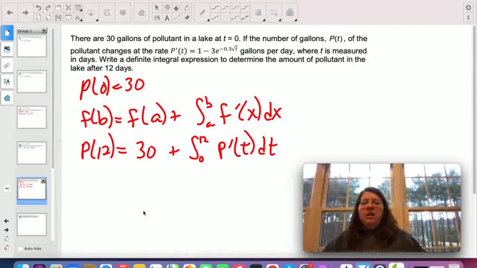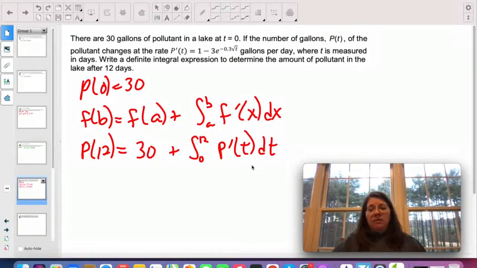And one thing you need to know about the AP test is if they just ask you to express something like this, they are not going to require you to rewrite this part of the function. They are perfectly fine with you just writing p prime of t. So if you think that would save you some time, that is perfectly fine. You can do that and still earn all the points.